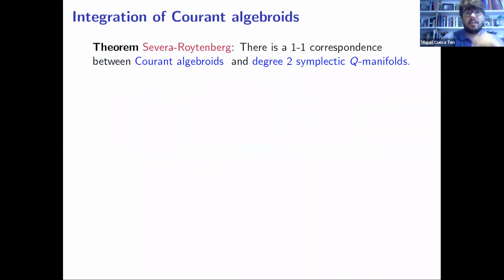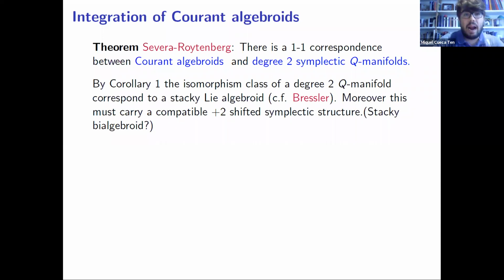Okay, and just the last thing, which I promise, is about this integration of Courant algebroids and what it has to do with all that I mentioned. This is because there is this Severa-Roytenberg correspondence that states that there is a one-to-one correspondence between Courant algebroids and degree 2 symplectic Q-manifolds. Then, by this corollary of the multiple equivalence that I mentioned, we know that degree 2 Q-manifolds correspond to a Stacky Lie algebroid. Moreover, since this degree 2 Q-manifold is symplectic, this Stacky Lie algebroid must carry a compatible two-shifted symplectic structure. So maybe some kind of Stacky bialgebroid or something like that.